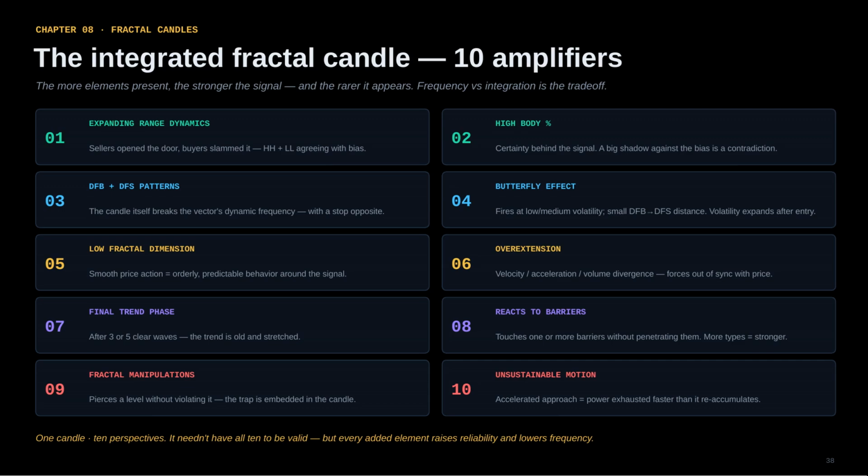7. Final trend phase, after 3 or 5 clear waves. 8. Reaction to one or more barriers without penetration. The more barrier types, the better. 9. Embedded fractal manipulation. 10. Unsustainable motion leading into it. A candle doesn't need all 10 to be valid, but every element you add raises reliability and lowers frequency. Better opportunities are naturally rarer. That's not a flaw, that's the market being honest with you.